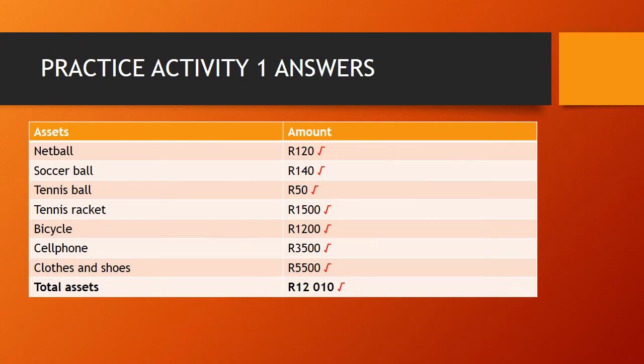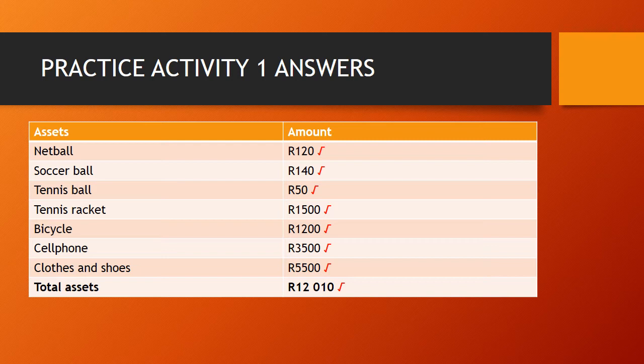And now we move to discussing practice activity 1. Under assets, we have netball, the amount 120, soccer ball 140, tennis ball 50 Rand, tennis racket 1,500, bicycle 1,200, cell phone 3,500, clothes and shoes 5,500.